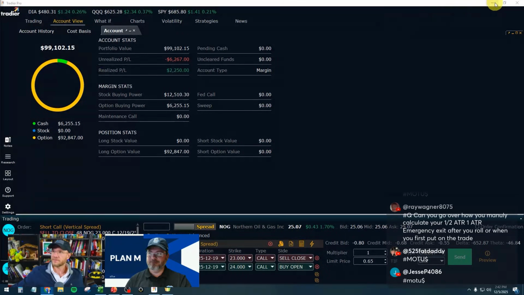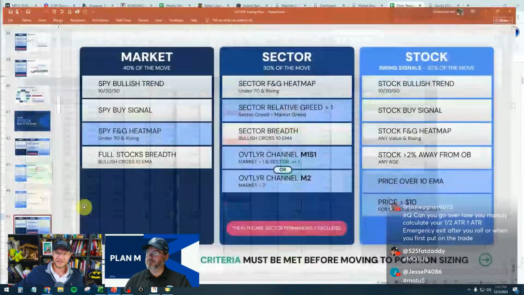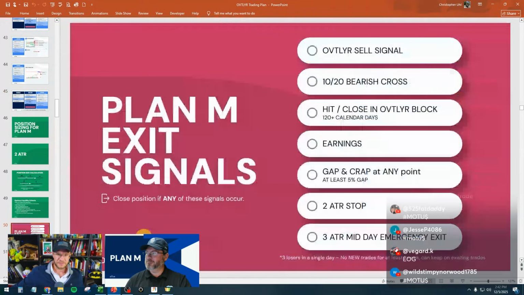Lucky Chevy says, did you move the stop when rolled? That's a great question. And the answer is, these are my stops. I'm not changing them. I'm not changing them at any point in the life cycle.